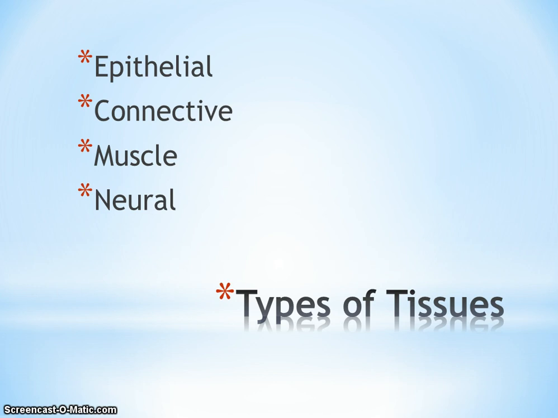The fourth type of tissue is neural tissue. This is carrying electrical information from one part of the body to another, informing the brain and the spinal cord of what's happening on the exterior of the body as well as the interior of the body, and then the brain directing the activities of the body internally and externally as well.